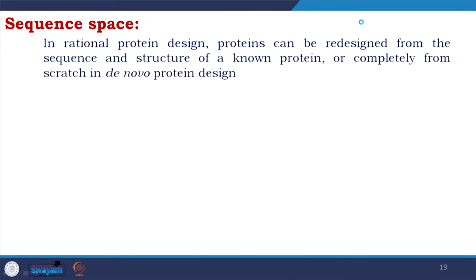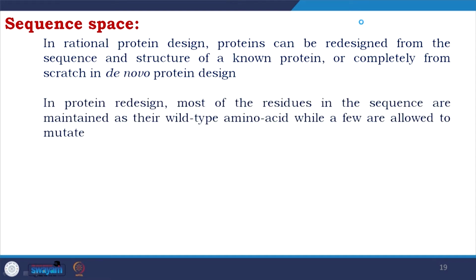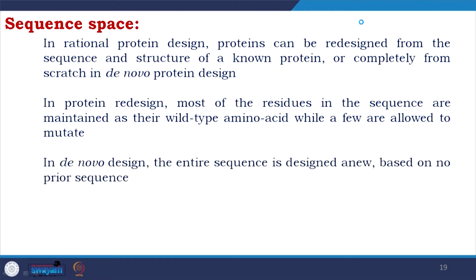Coming to sequence space, as I was talking about, in rational protein design, proteins can be redesigned from the sequence and structure of the known protein or completely from scratch in de novo protein design. In protein redesign, most of the residues in the sequence are maintained as their wild type amino acid, while a few are allowed to mutate and see the effect of those changes.